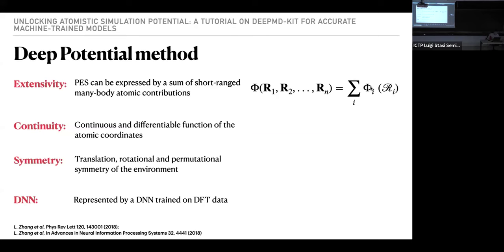Another assumption is that this phi I has to be continuous and differentiable in order to not have problems with forces. So it is important that these are smooth objects in order to have meaningful forces. Then we want this object to have the same symmetries of the environment, so to be translational, rotational, and permutational invariant. And lastly, these phi I are represented by a deep neural network trained on DFT data. So these are the basic assumptions of this approach.